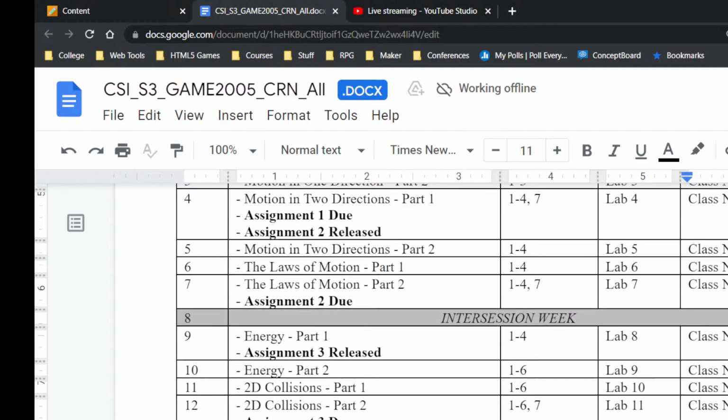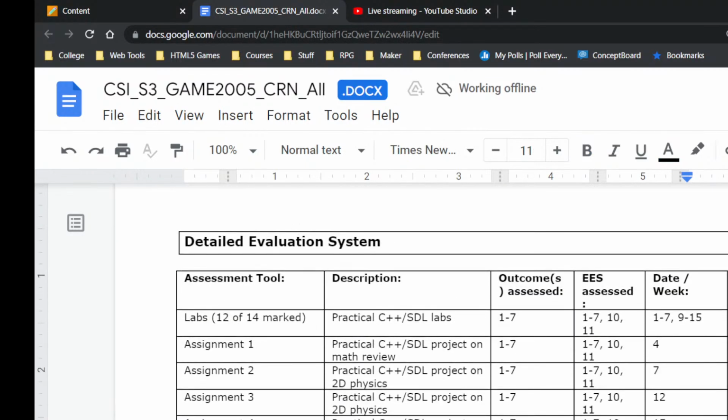And again, one more time, I just want to go back to the evaluation scheme. If you notice how this works out, the first 2 assignments are all going to be about the laws of motion, motion in one direction, Newton's laws, all those kinds of things. And the last 2 assignments are going to be on collision detection and response. Okay, that's how it's going to be broken out. All right.